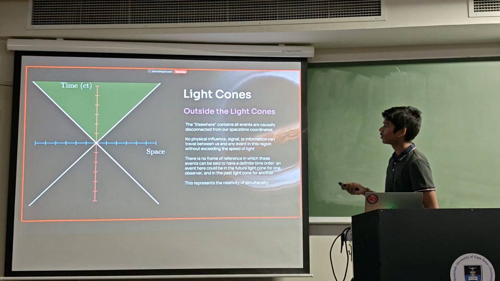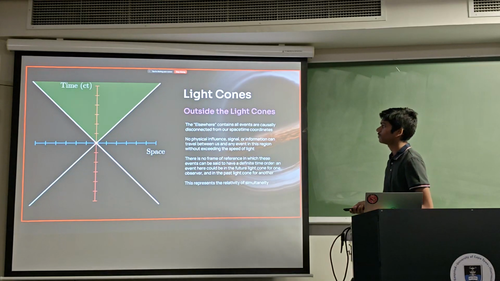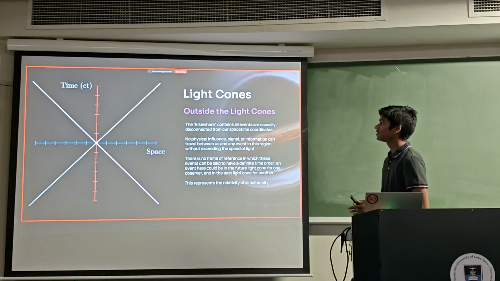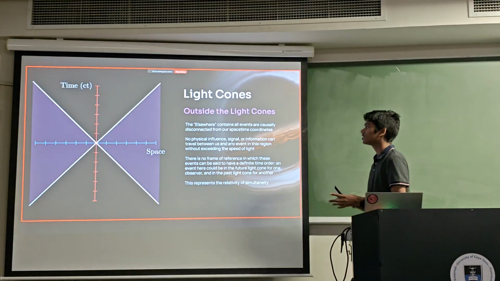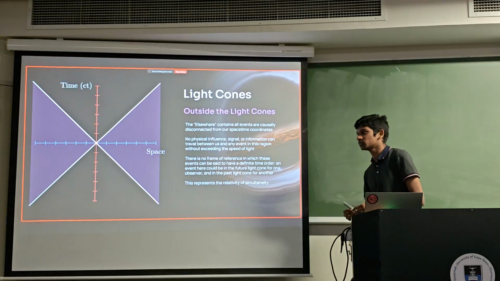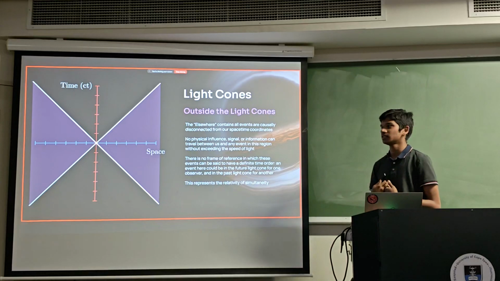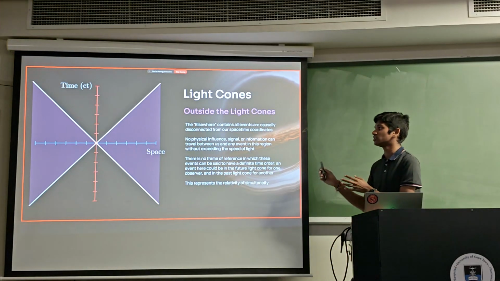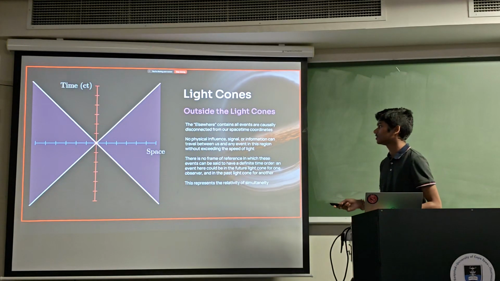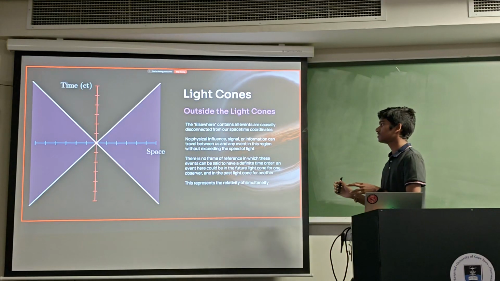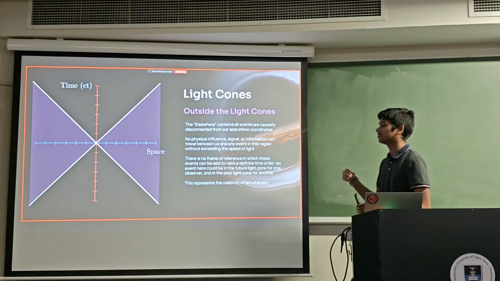Now, you'll notice we have more than half the diagram sort of unavailable to us, and this elsewhere region is causally disconnected from our space-time coordinates, which means any event that lies within this purple region cannot affect us, and we cannot affect any event within this purple region. There is no frame of reference in which these events can have a definite time order.